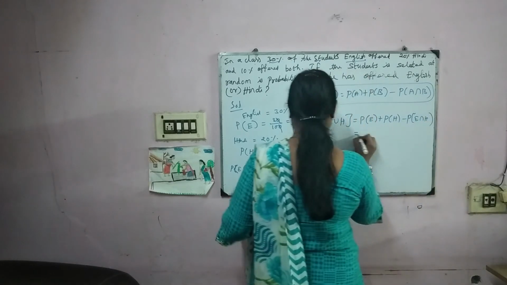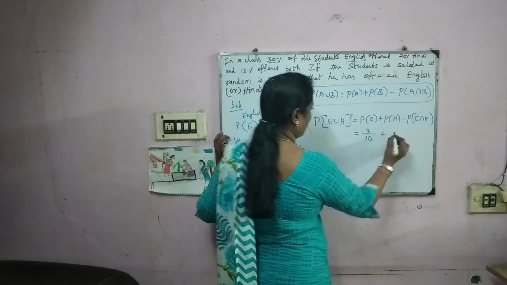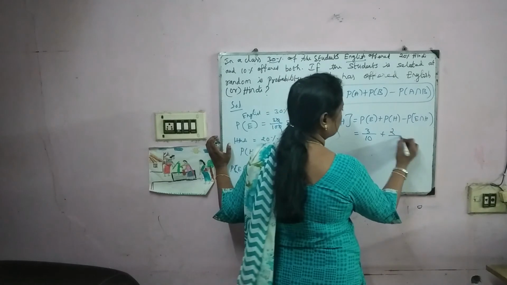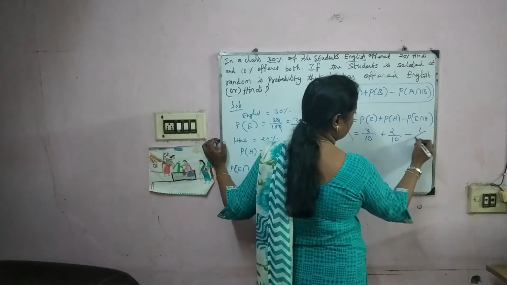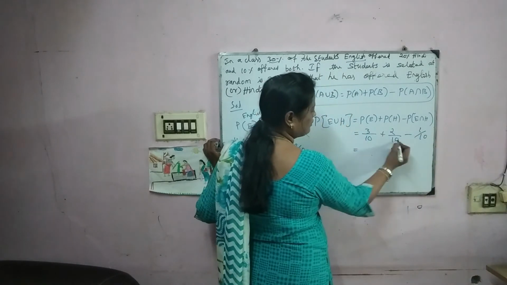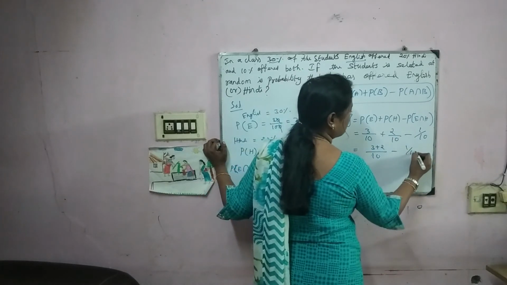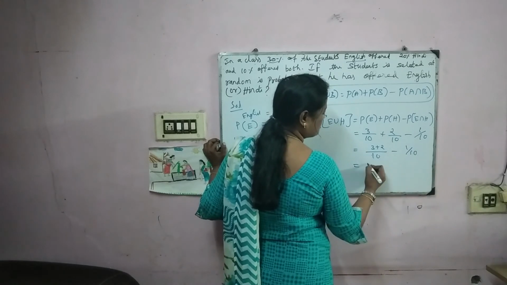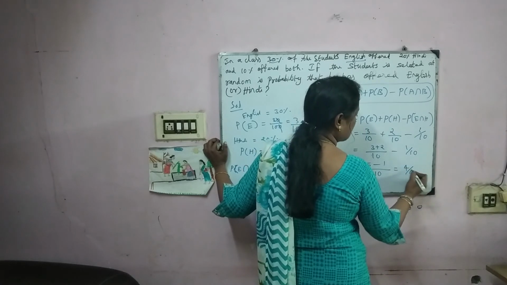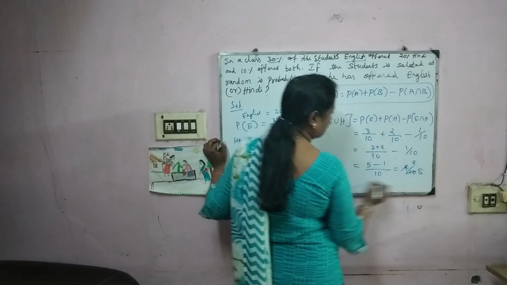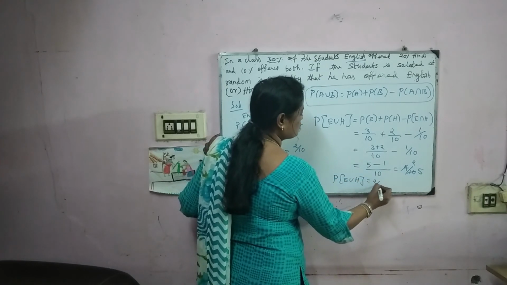Okay. Now the direct answer. P of E, the probability of English, is 3 by 10, the probability of Hindi is 2 by 10, and the probability of English and Hindi is 1 by 10. Just do the simplification. The denominator is the same, that's why I am going to add 3 plus 2, minus 1 by 10. So again the denominator is the same, 3 plus 2 is 5, minus 1, by 10, this would be 4 by 10. Cancelling, 2 times 2 is 4, 2 times 5 is 10, the probability of E union H will be 2 by 5. So this is our answer.